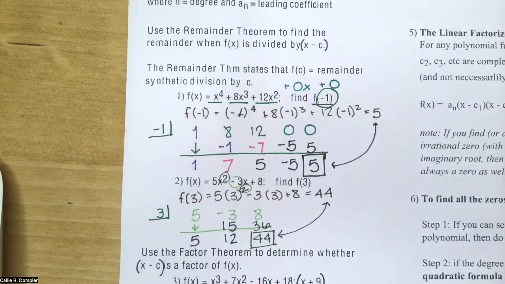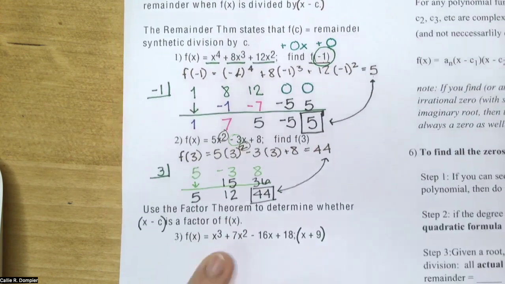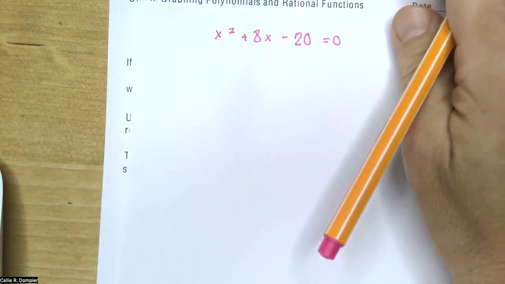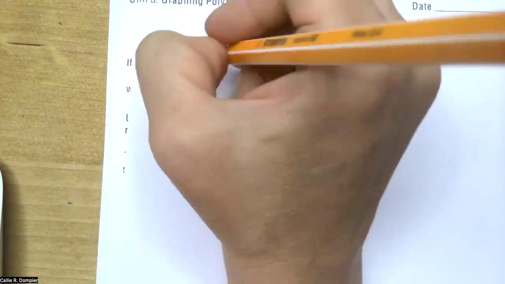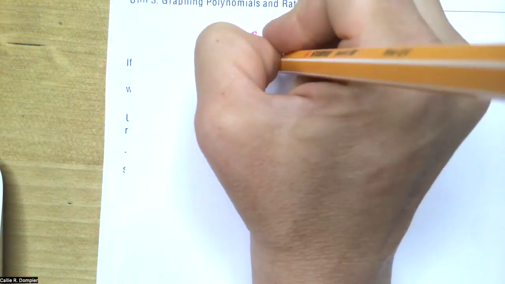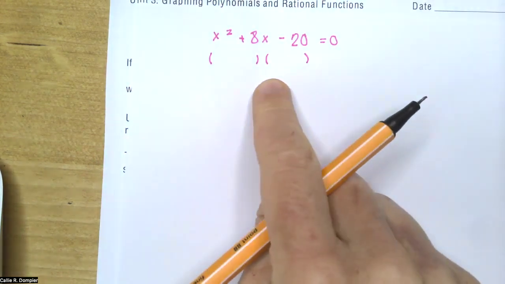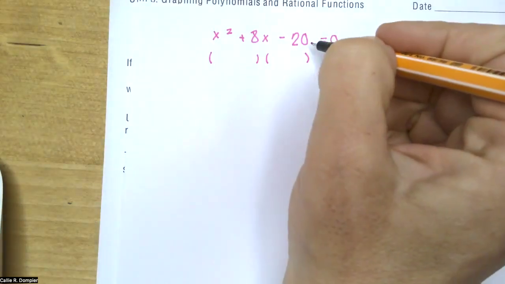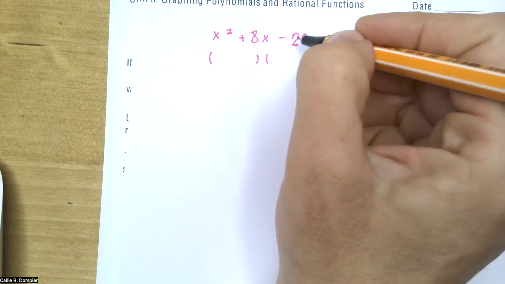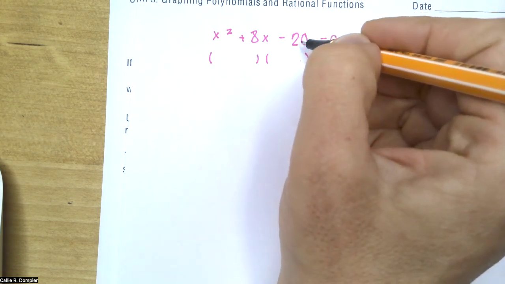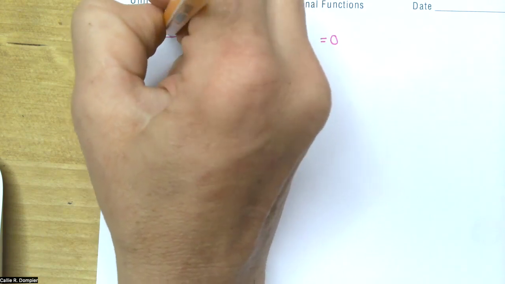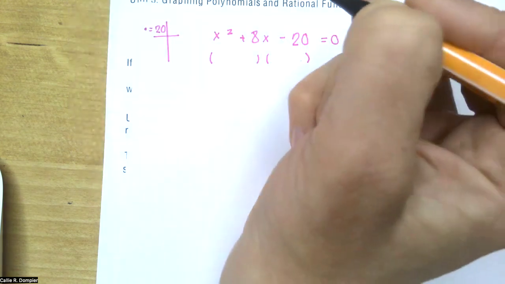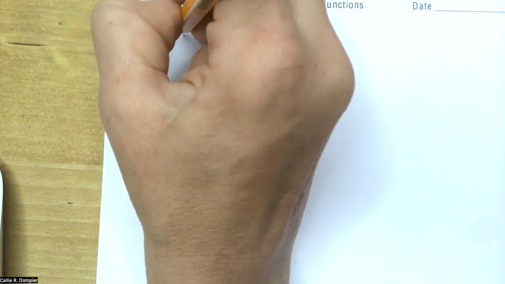Now, here we're not seeing the set equal to 0, right? But in order to factor something, you need it set equal to 0. And then what do you do? You can do this method, or you can do the quadratic formula, right? Here we need two numbers that multiply to equal -20 and that add to equal +8, right?